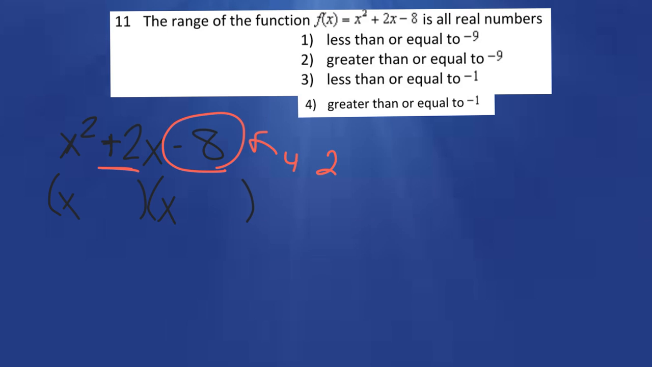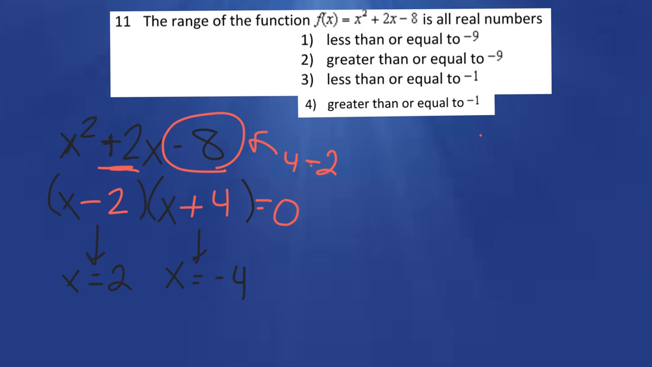Because when they're added together we want to get positive 2, that means the 2 is negative, because 4 plus negative 2 gets us positive 2. So one is going to be plus 4, the other will be minus 2. Now this is our factored form. We set it equal to 0, and if we solve this, we get that x equals 2 and x equals negative 4.